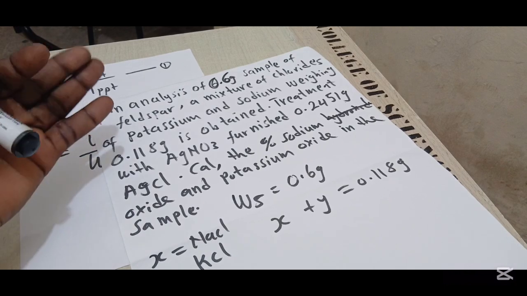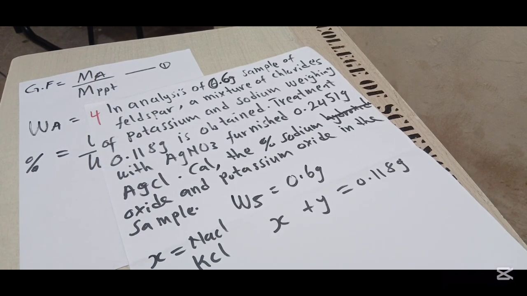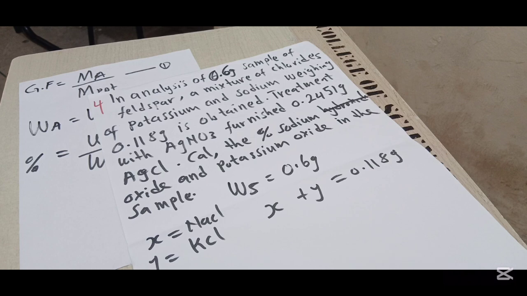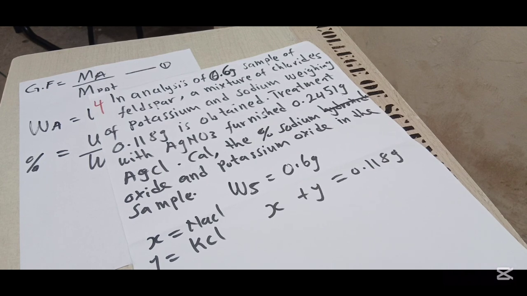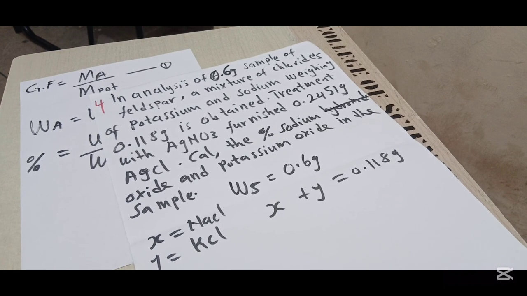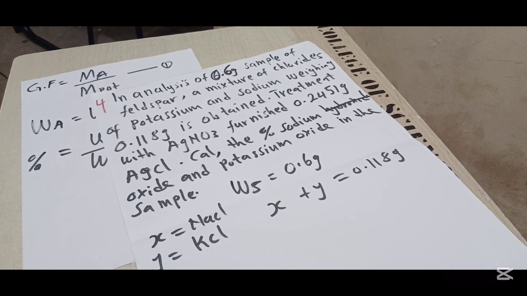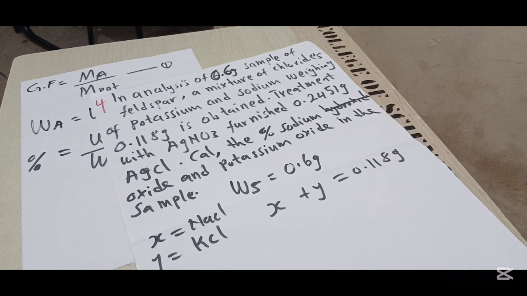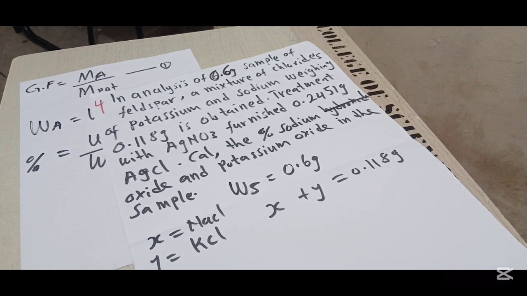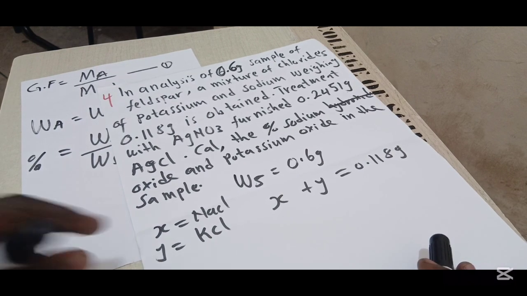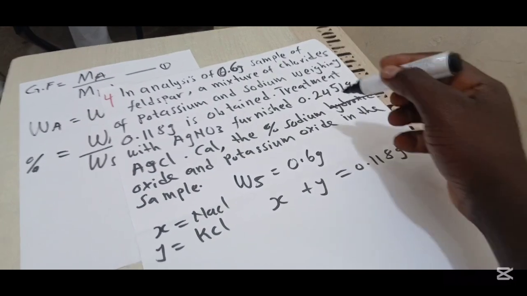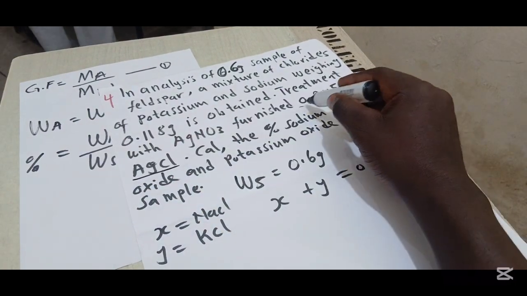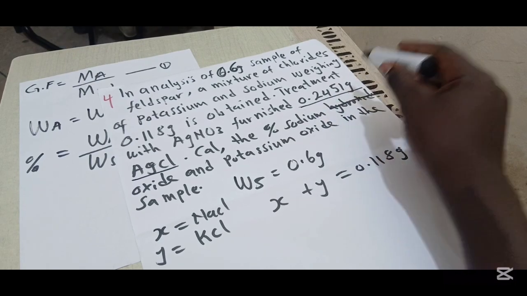And it's very simple. The question itself will indicate the approach that you should go about. So now this is our first equation. So let's look at the other equation. We have AgCl formed from both NaCl and KCl. So what mass can we get? What mass of sodium chloride will combine with KCl to give us the full mass of AgCl, which is 0.2451 grams.